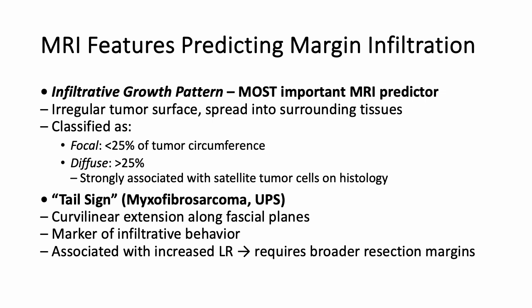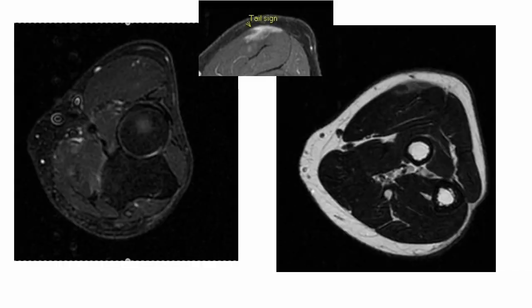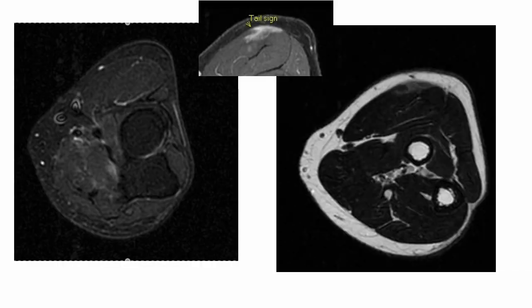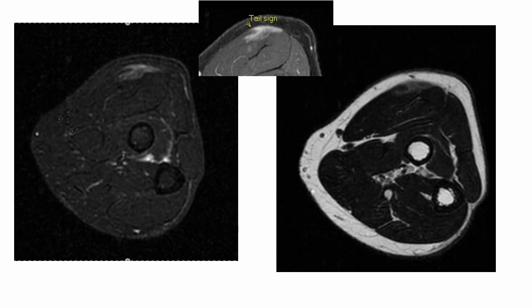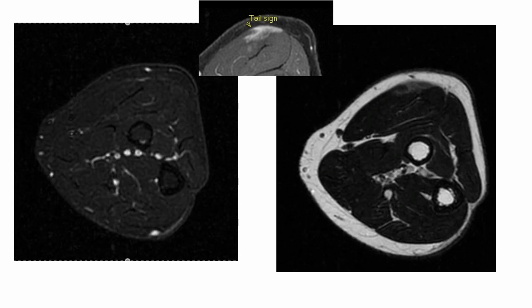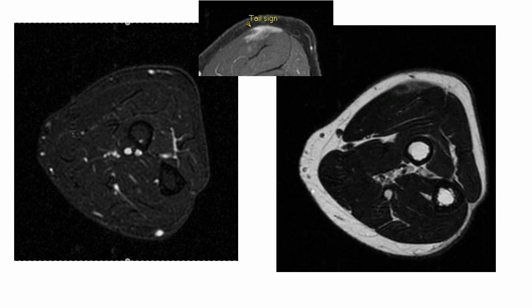It is also a marker of the infiltrative behavior, and it is associated with local recurrence, which requires broader resection. So if we see the DICOM image in the MRI, there is a tail sign, that is the curvilinear extension of the tumor, which is going out of the fascial sheath.